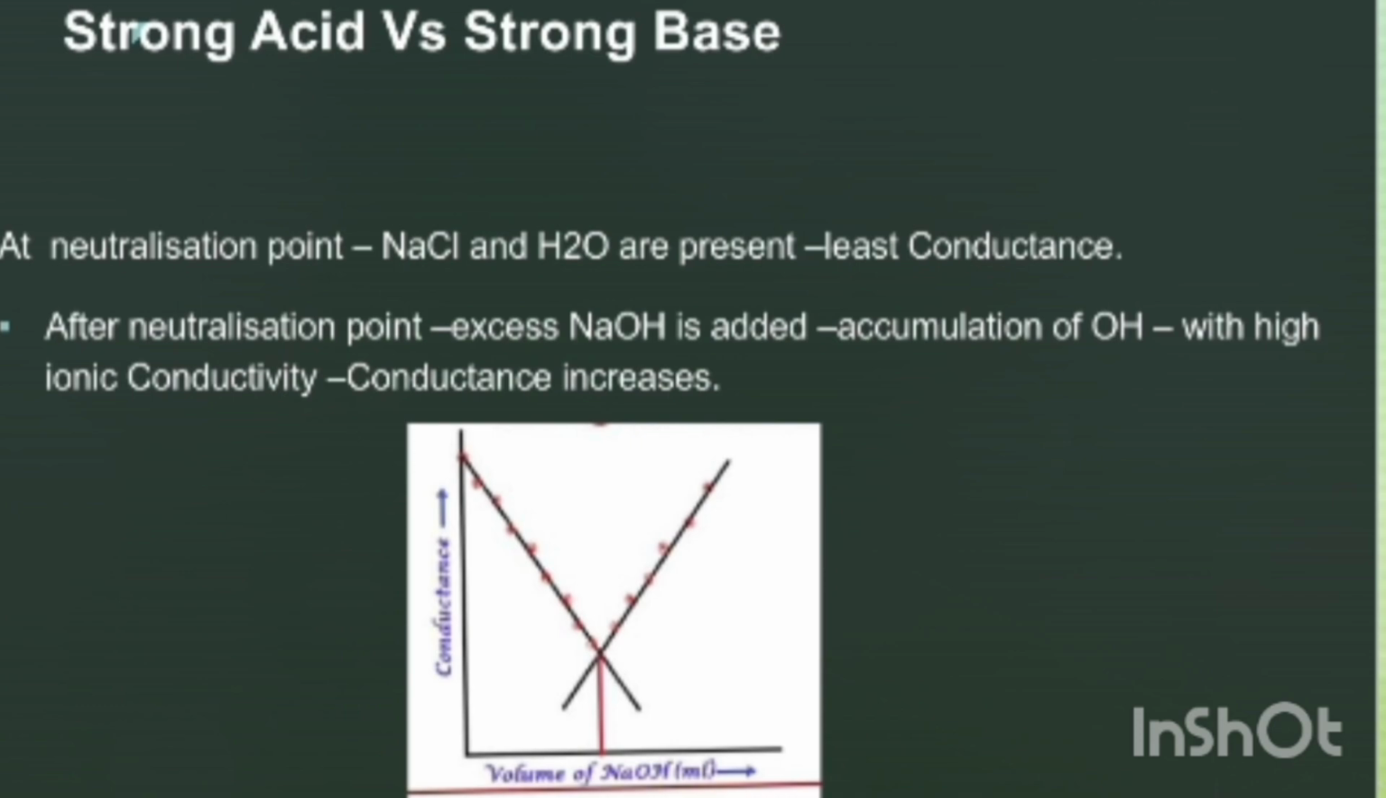At the neutralization point, sodium chloride and water are present, giving least conductance. After the neutralization point, excess sodium hydroxide is added. Accumulation of OH- ion with high ionic conductivity makes the conductance increase.